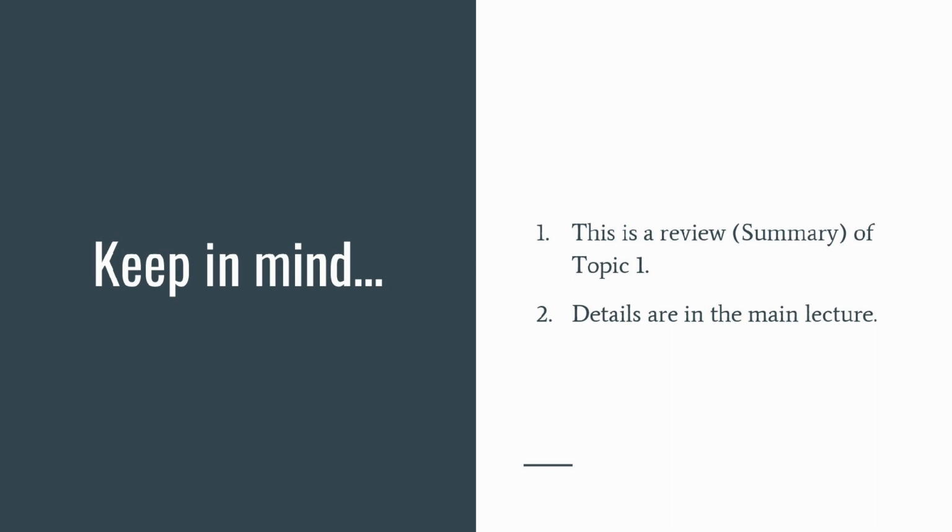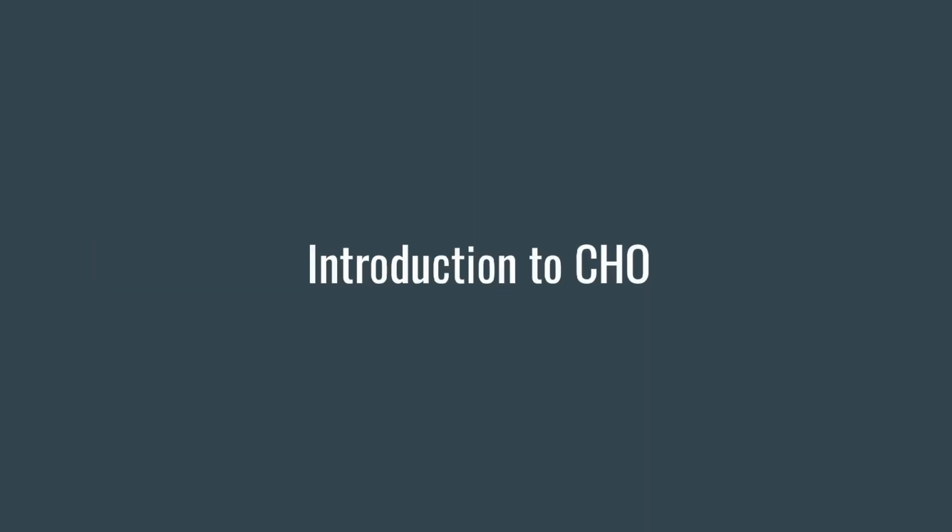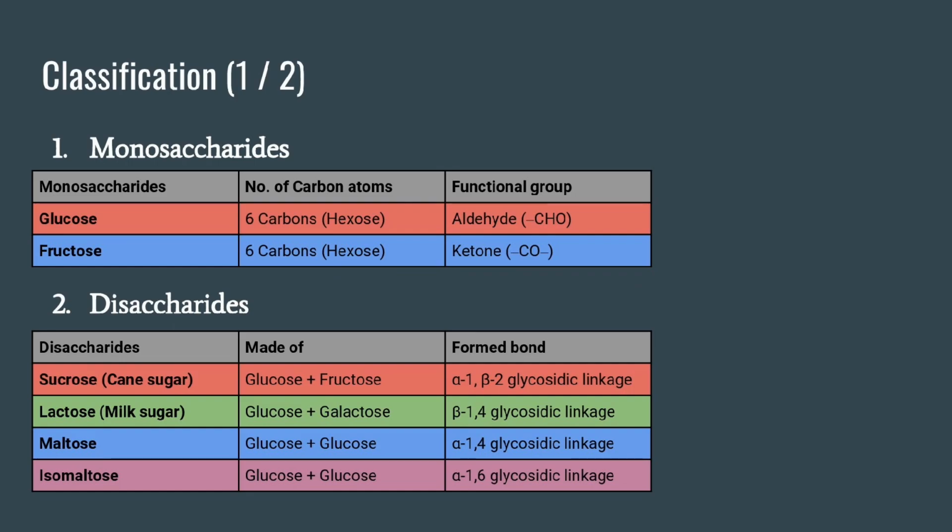Now, let's jump in. First, we need to know about carbohydrates. Carbohydrates are classified based on the number of sugar units and how complex the molecule is into 4 groups. These are monosaccharides, disaccharides, oligosaccharides, and polysaccharides. Monosaccharides are of 1 sugar unit. The most important examples are glucose, which is an aldehyde consisting of 6 carbon units, and fructose, which is a ketone consisting of 6 carbon units.